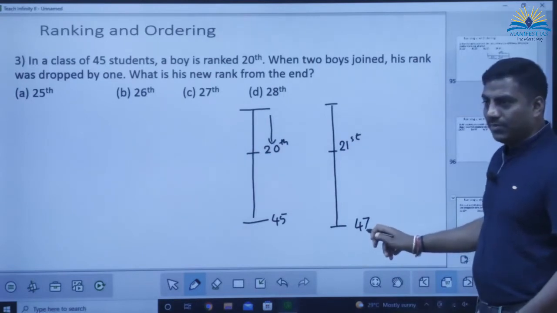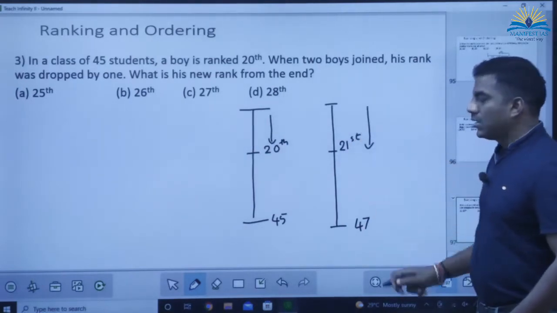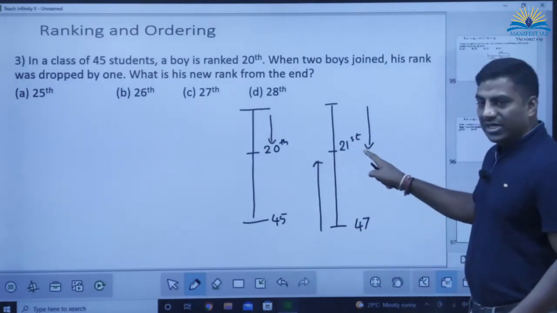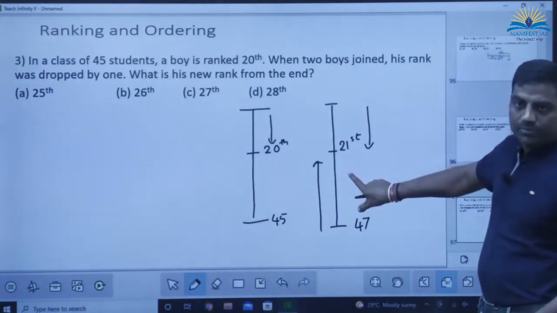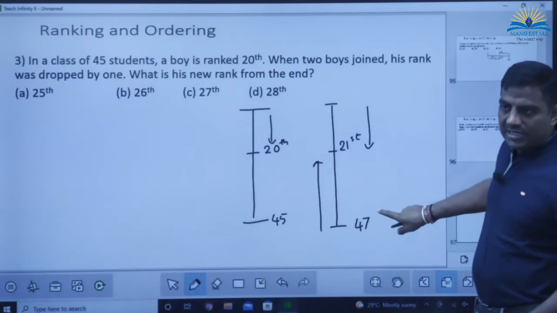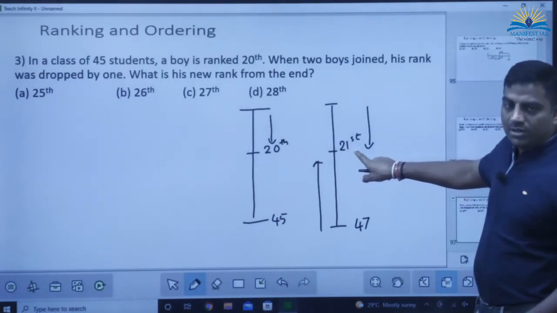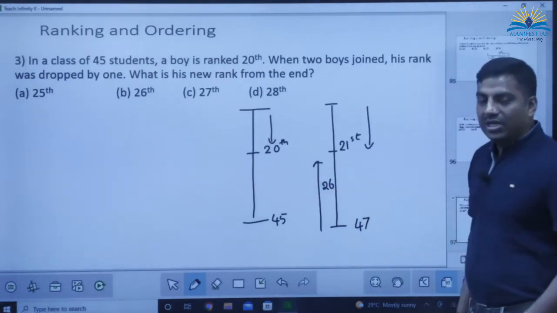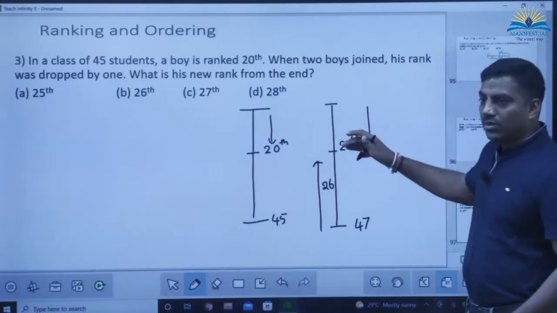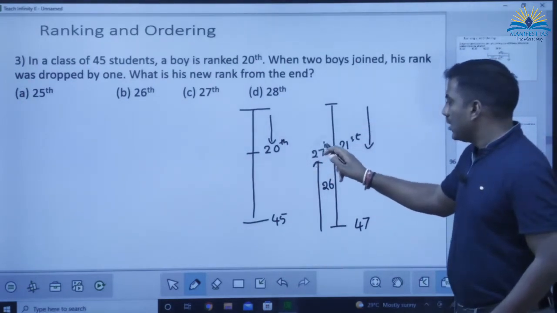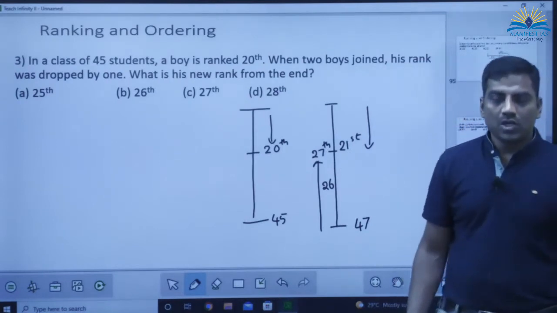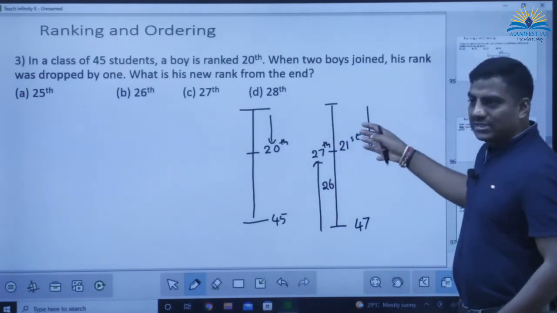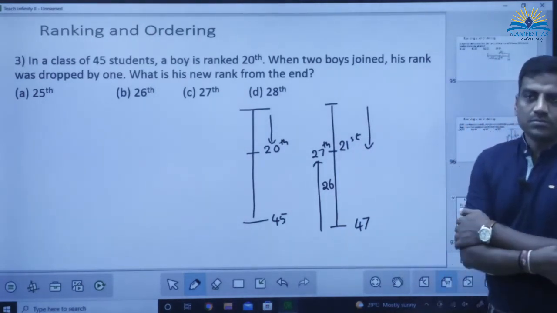Now they are asking what is his new rank from the end. Now there are 47 people. His rank from the top is 21st. If he is 21st, how many people are there after him? Totally 47 are there, along with him there are 21 students. So weaker than him, 26. But if you count from the bottom, his rank would be 27th. Or 47 already there, minus 21, you get 26, plus 1.